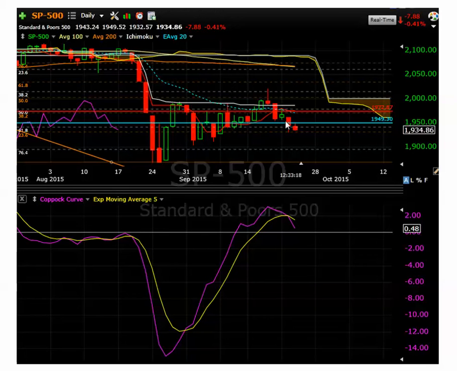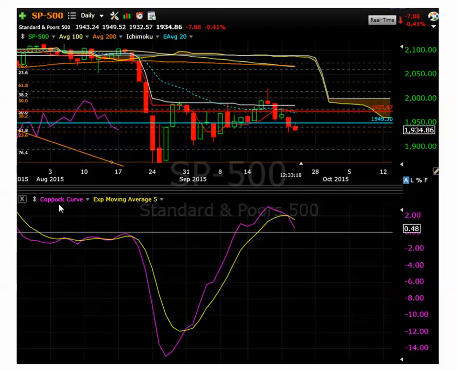You can also see that we're starting to have a 100 moving average crossover creeping slightly beneath the 200 moving average crossover as well, and that's right in here below the Kumo as well.